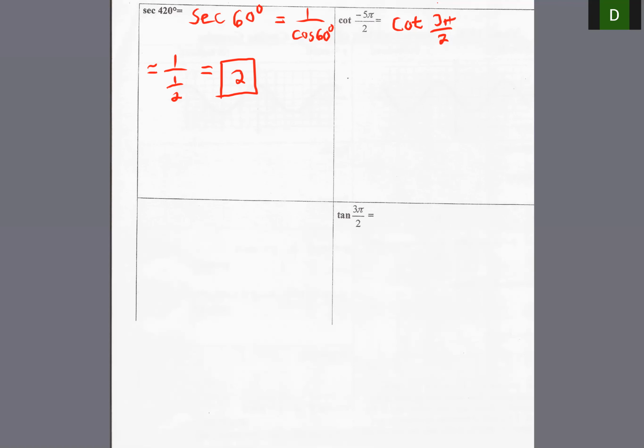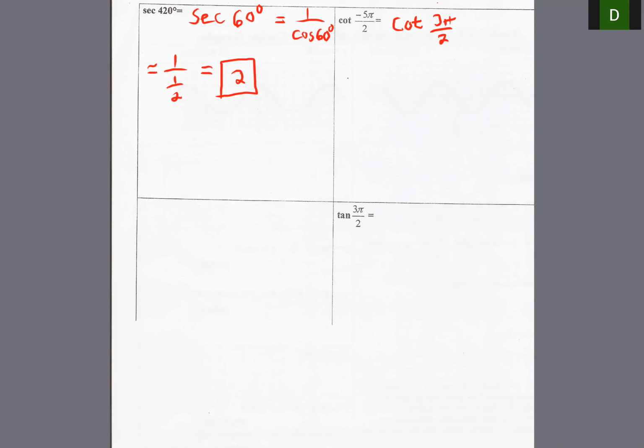So I'm doing negative 5 pi over 2. Everyone knows how to add 2 pi to that. 2 pi would be 4 pi over 2. So you have a common denominator. Wait, would that work? I don't think so. Just kidding. You'd have to add 4 pi here, because if you add 2 pi, it's still negative. So 4 pi would be 8 pi over 2. So when you add 8 pi over 2 to negative 5 pi over 2, that'll give you 3 pi over 2.